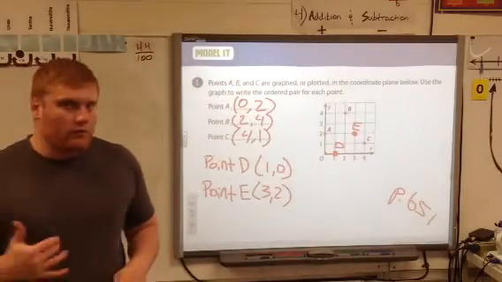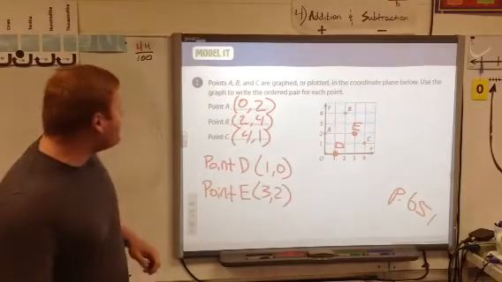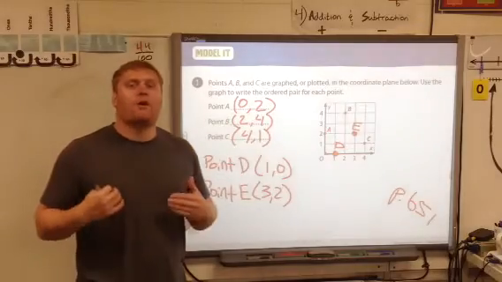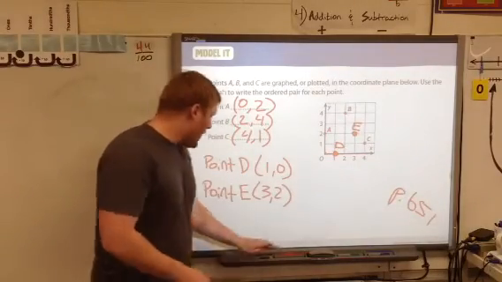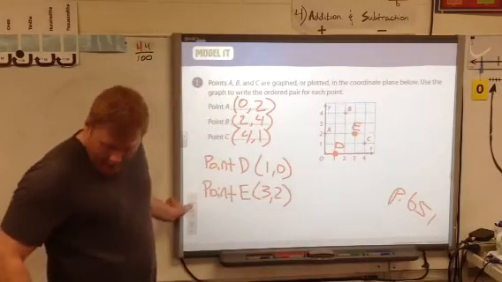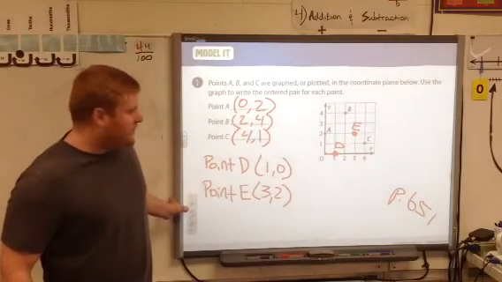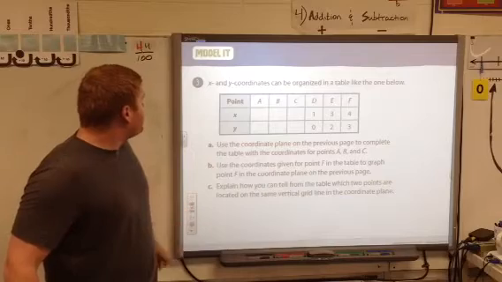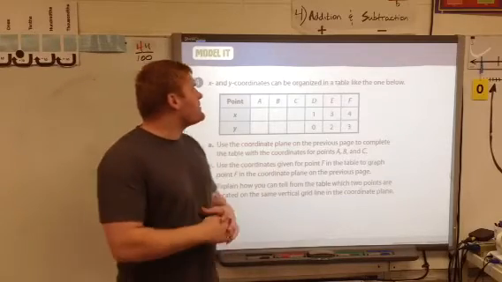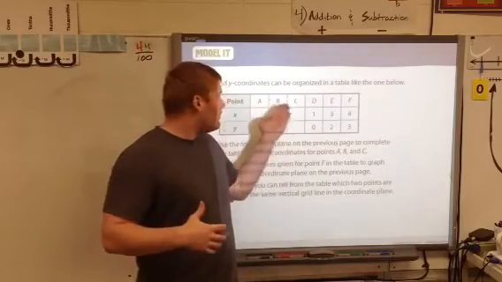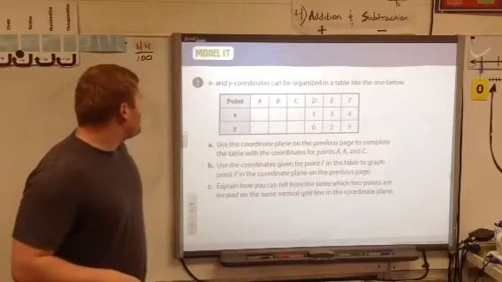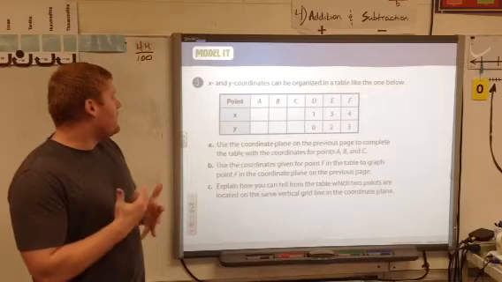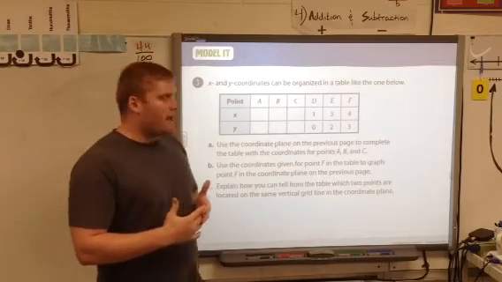The last thing that we're going to talk about is how to put this into a table to help organize all of our work. Okay. So we're going to look at number 3 on page 652. It's just one page over in your packet. And it says, x and y coordinates can be organized in a table like the one below, right here. Letter A says, use the coordinate plane on the previous page to complete the table with the coordinates for A, B, and C.